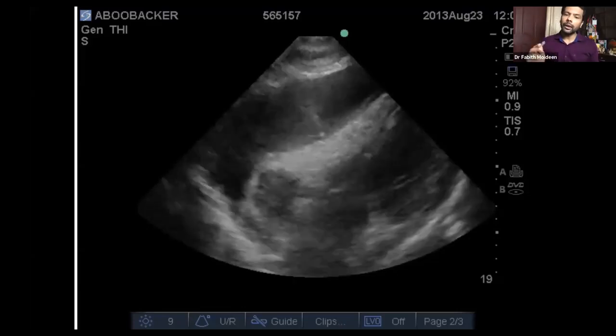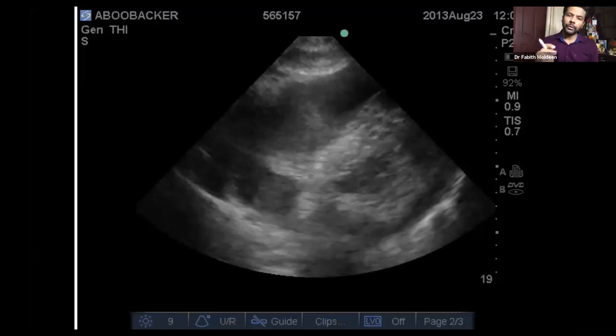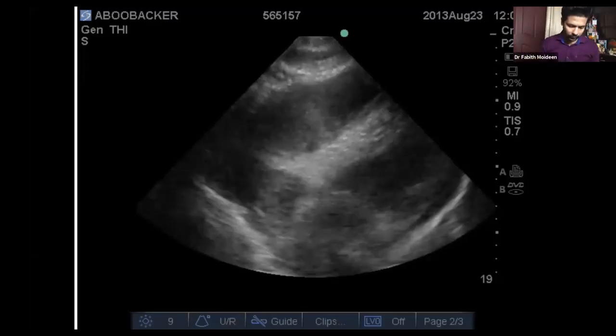Also, if you find a clot in this condition, the heart is not able to function. There is a pericardial effusion, and it's completely obstructing the left ventricle here.